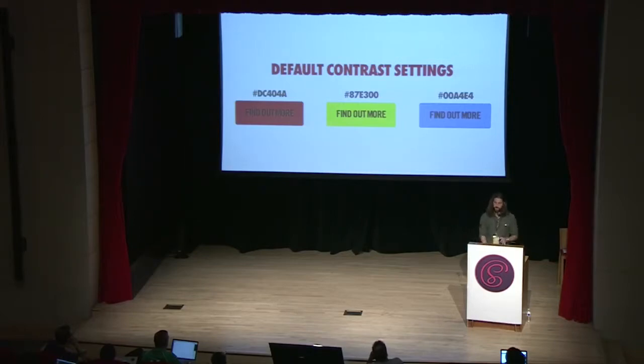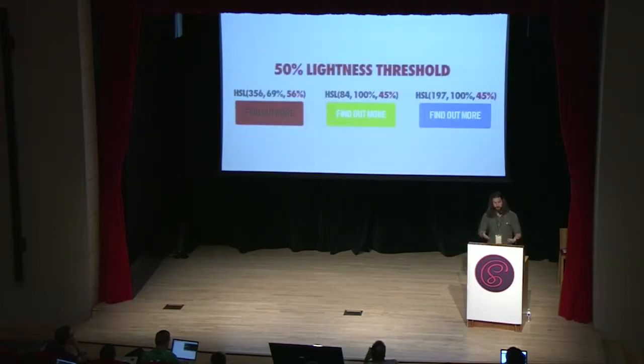So the default contrast setting with Compass is 30%. So lightness needs to be below 30% for it to be considered a dark color. So I'm like, all right, I'll just bump that up a little bit. And so we up the lightness threshold to 50%. And so these are the HSL values.